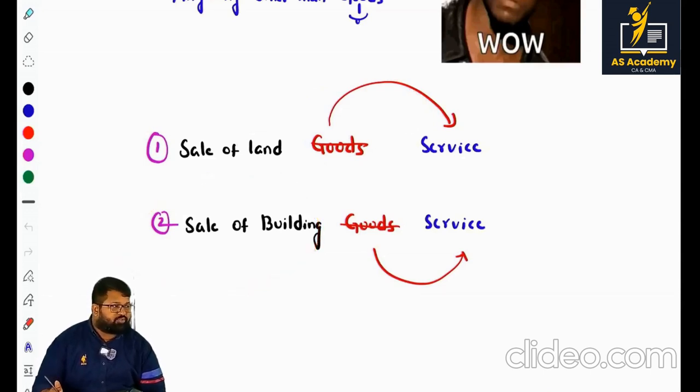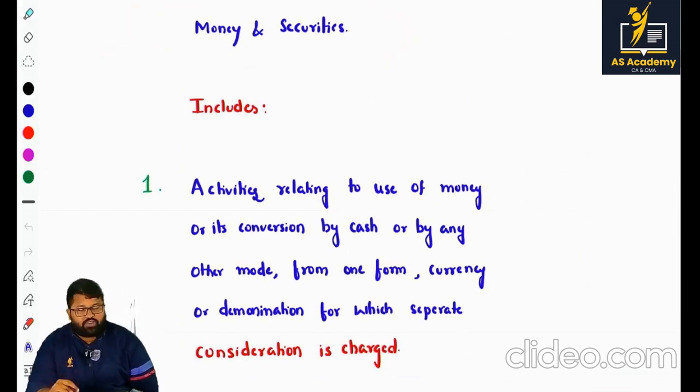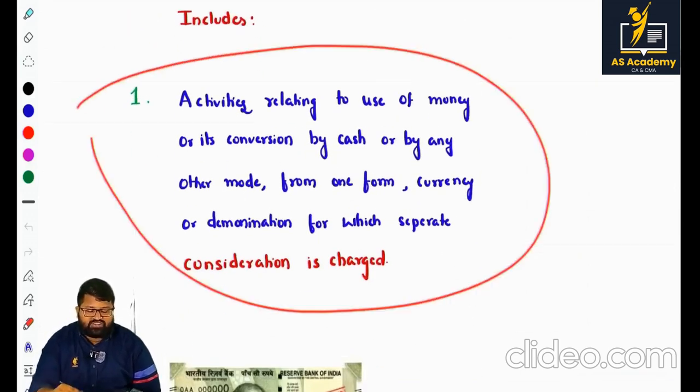Sale of building. Is it a good? Why not? It is a service. Why not? It is not movable. Okay. So what is excluded is the same: money and securities are straight away excluded. But however, some are included. What is the first one?